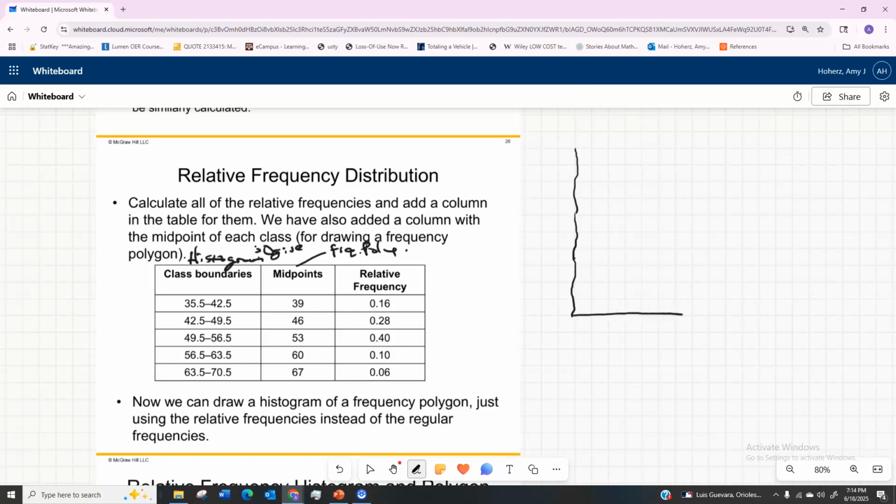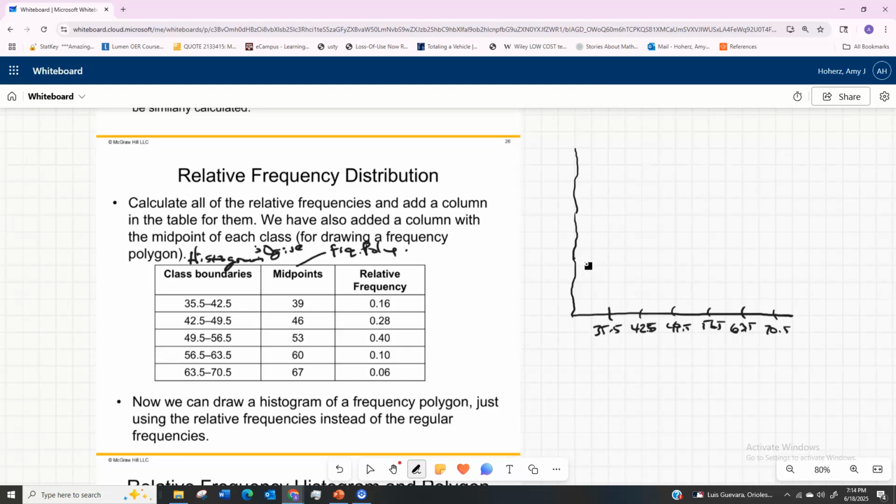Okay, so for our histogram, remember we want to do the class boundaries. So we're going to mark our class boundaries: 35.5, 42.5, 49.5, 56.5, 63.5, and then finally 70.5.